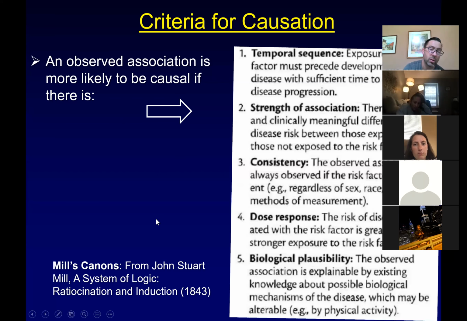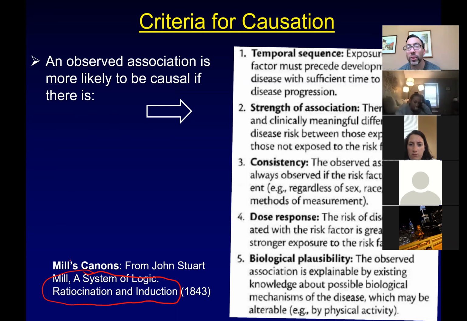There's a book that was published in 1843 called A System of Logic, Ratiocinative and Inductive. What you're seeing here is something from a research methods book where we took these ideas that Mill called canons and put them in the context of using physical activity to treat health and make health better. But for one thing to cause something else to happen, we need as many of Mill's canons to be met as possible.